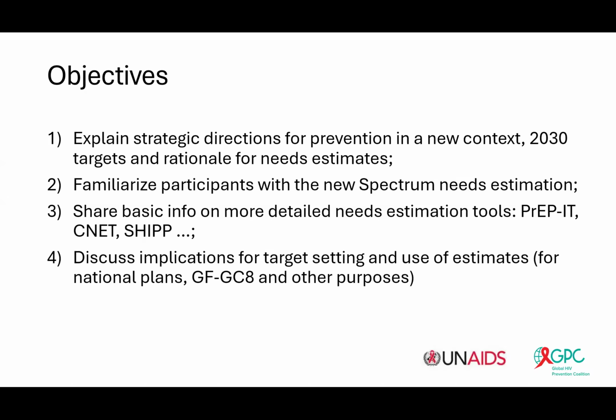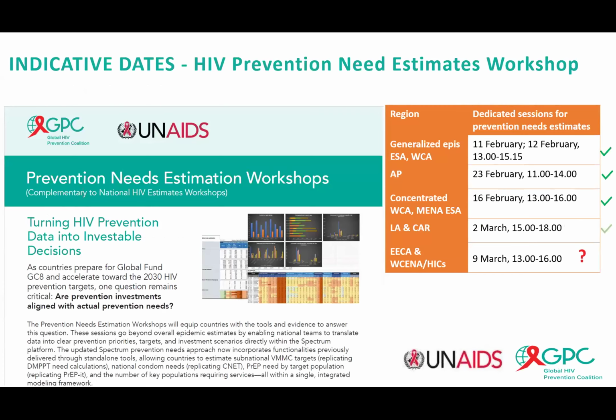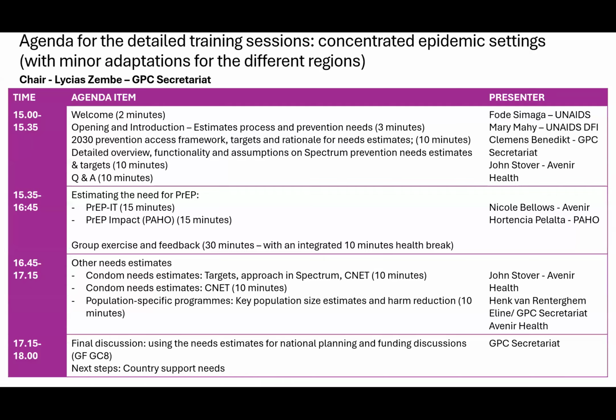Then we'll also discuss some implications for target setting and the use of these estimates, either for national plans, for Global Fund GC8 preparations, as well as any other purposes that colleagues may want to discuss during this workshop. Also, as I highlighted earlier on, we have run a number of these workshops for different regions and epidemic types. This is the 4th one of those workshops that we are doing today. I put a question mark on the last one, as it's unlikely that we'll do that last workshop for high-income countries.